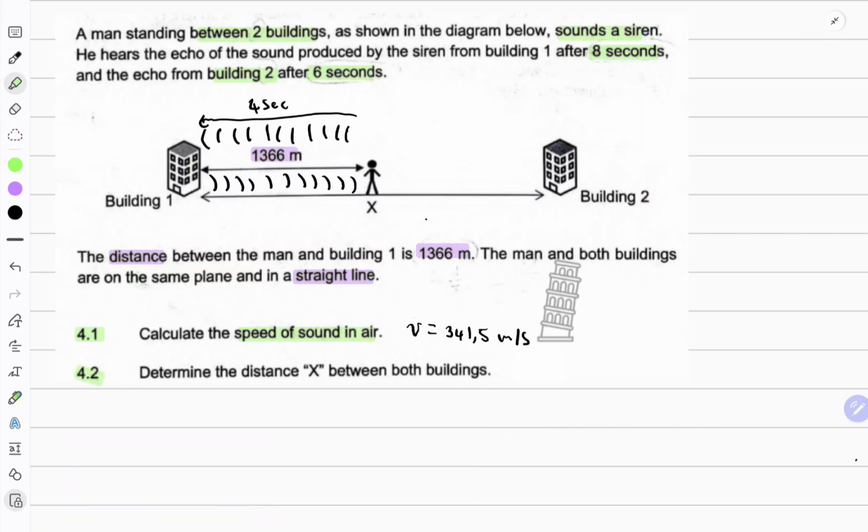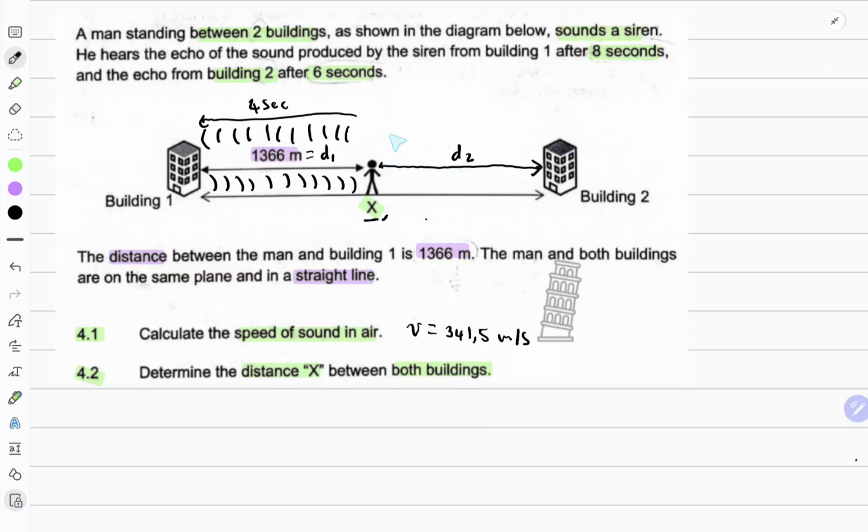So the next question says determine the distance x between both buildings. So they want us to find this value here, the distance between the two buildings. I think that is quite straightforward. If we can find the distance between the man and the second building, let's call it D2, we can find x because we have D1, and we can simply add D2 to D1 to find the full distance x. So let's go about finding the distance between the man and the second building.